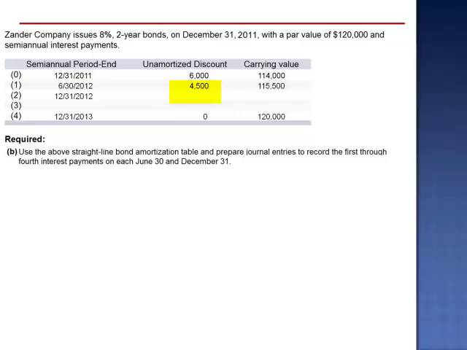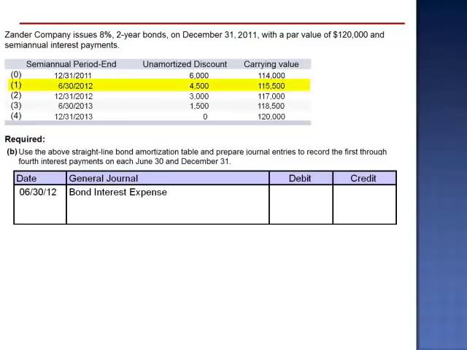December 31st, 2012, we amortize the discount by an additional $1,500, dropping the unamortized amount to $3,000 and increasing the carrying value to $117,000. June 30th, 2013, the unamortized discount drops from $3,000 down to $1,500, and the carrying value increases to $118,500. Now that we have the dollar amounts, let's prepare the journal entries.